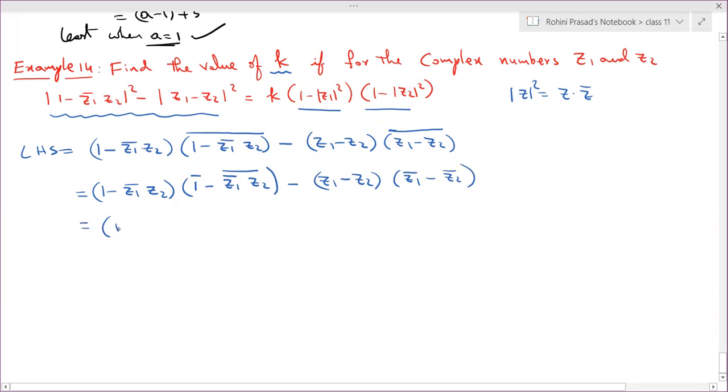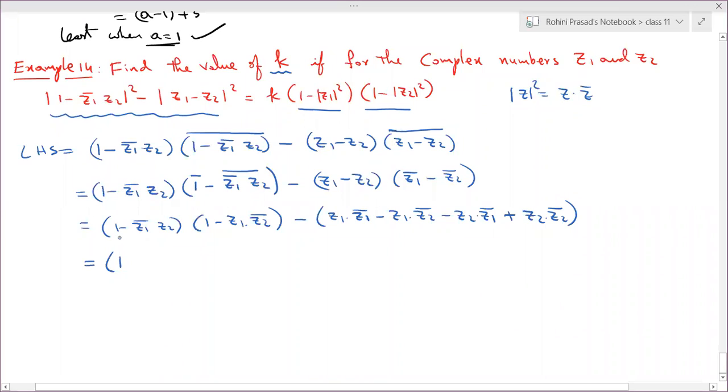And now if you simplify this, 1 minus z1 bar and z2, the conjugate of 1 is 1 itself. For any real number, the conjugate is the number itself. This is the conjugate if you separate for both. Z1 bar whole bar will be Z1 into Z2 bar minus, now you can open the bracket here, Z1 into Z1 bar minus Z1 into Z2 bar minus Z2 into Z1 bar plus Z2 into Z2 bar.